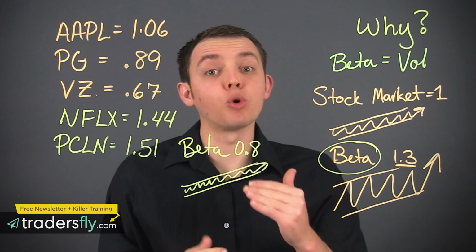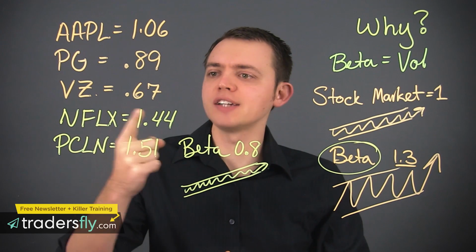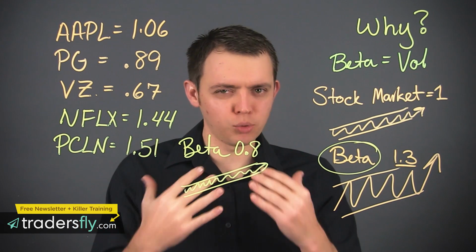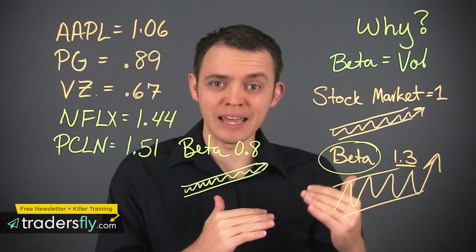So that means it's more stable than the market. It moves slower than the market. Verizon, we have 0.67, which means, again, it's even slower. It's more stable than the current market. It's moving at a stable pace.